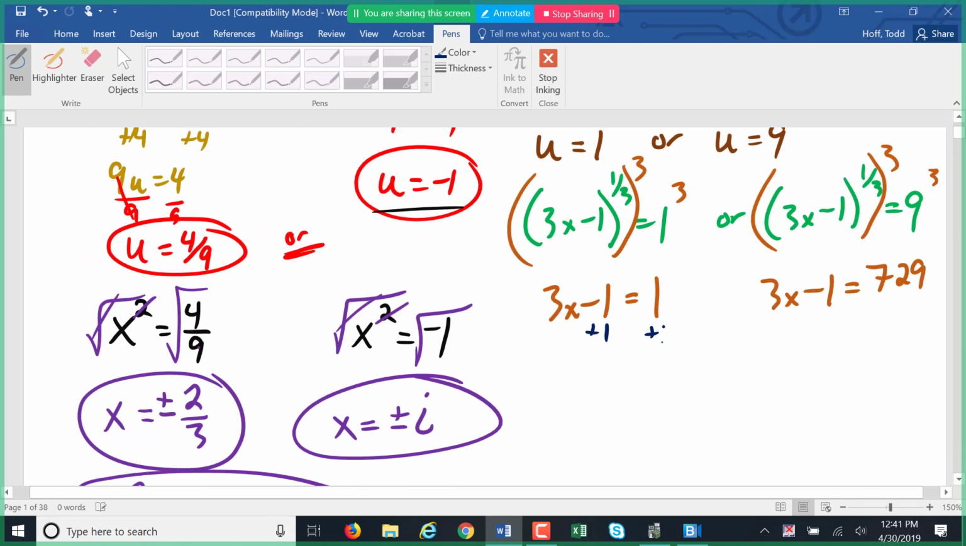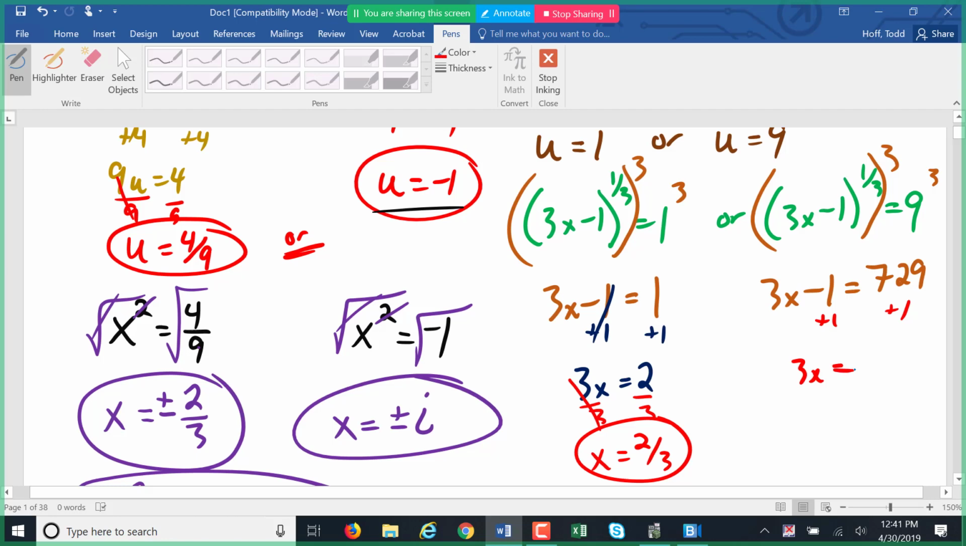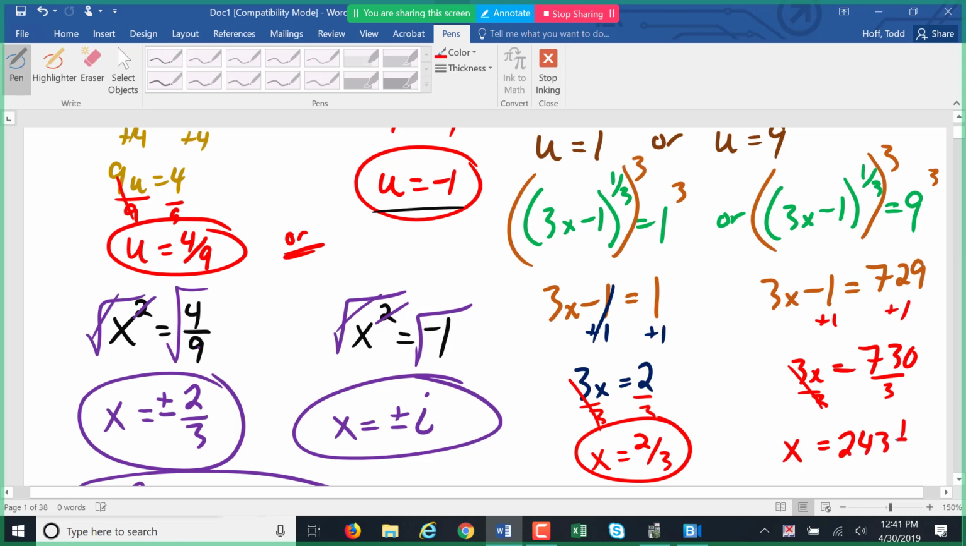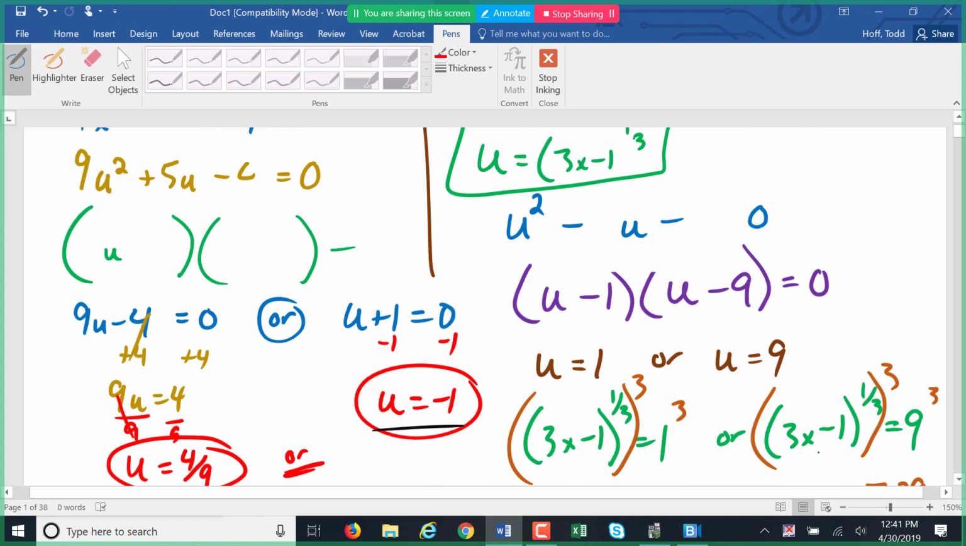So now we're going to solve by adding 1 here. 3x equals 2. And dividing by 3 to get x equals 2/3. Over here, we add 1. 3x equals 730. And divide by 3. x equals 243 1/3. Are your two answers. Now again, you should substitute all of these answers back into the equations to make sure they work.